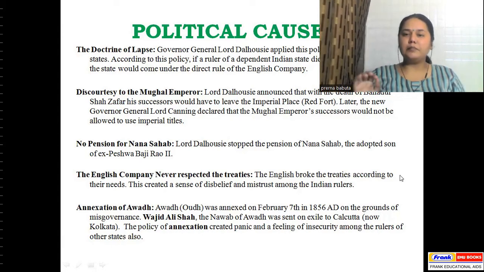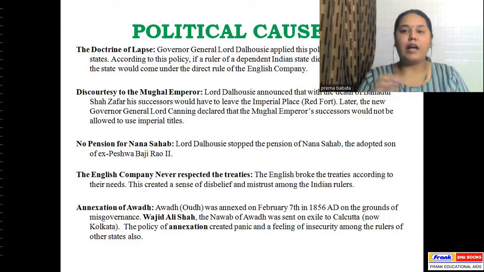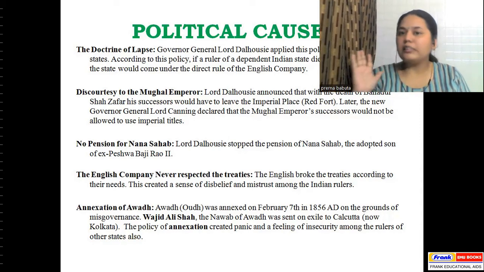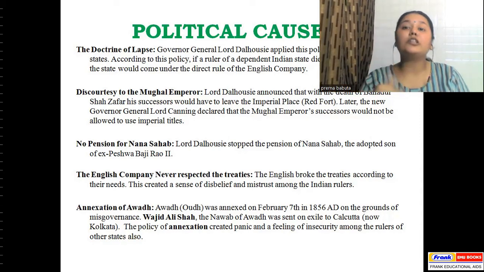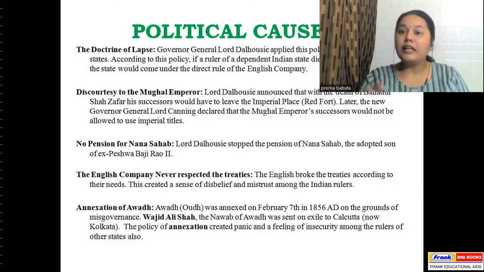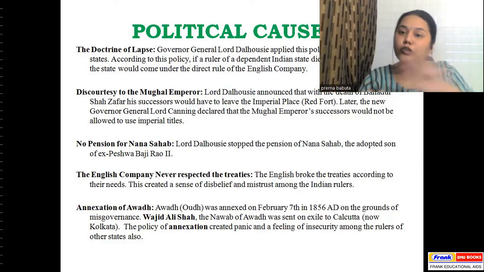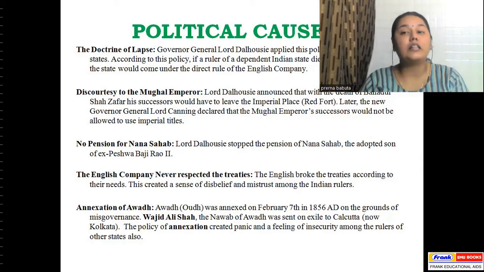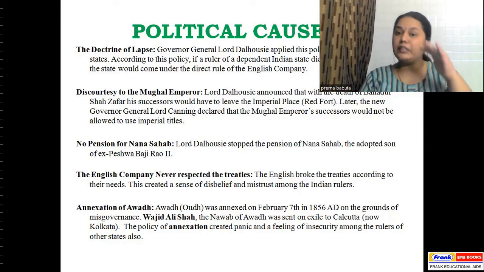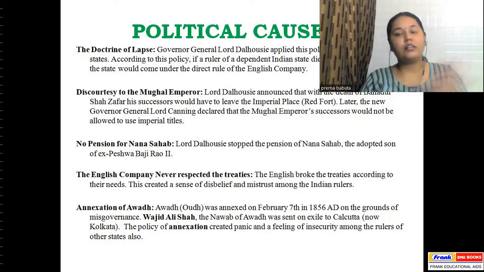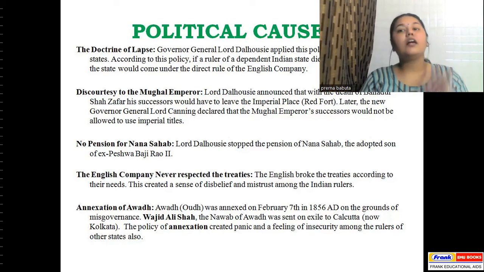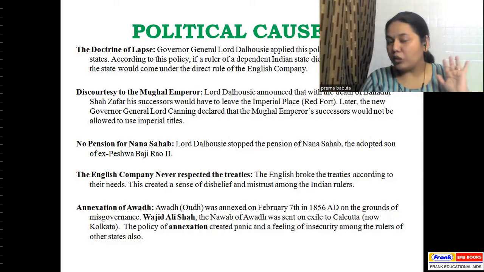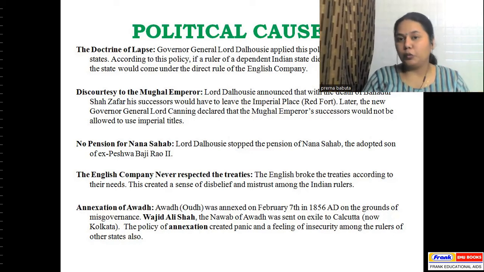So basically, in simple words, the doctrine of lapse stated that, let's say there's a ruler who doesn't have any son or daughter, basically someone connected to him by blood, his own children, then that particular kingdom would straight away be brought under the control of the East India Company, whether the people wanted it or not. It really didn't matter to the British. There was no legal heir, so the kingdom was brought under British control.